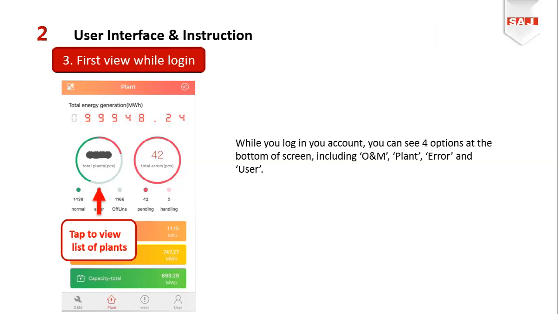While you are logged in to your account, you can see four options at the bottom of the screen, including OM, plants, error, and user, and you can click the related icon to go through the items you want.